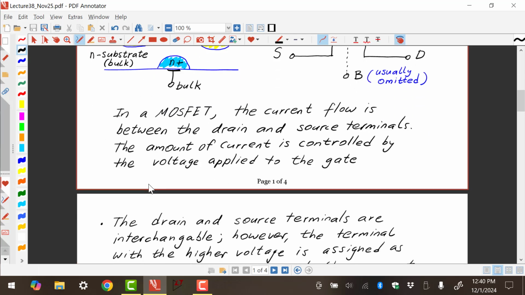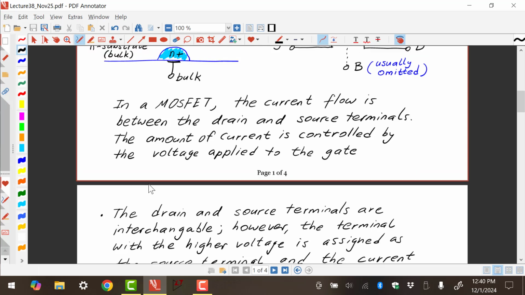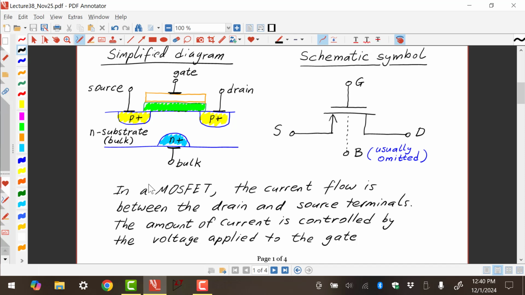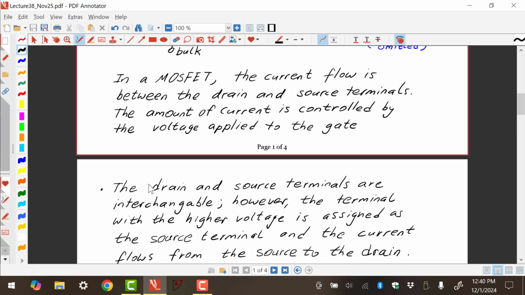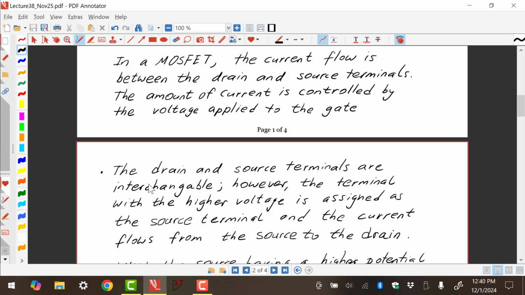Now, the drain and the source terminals are interchangeable, because if you look at them, they're symmetrical. There's nothing that distinguishes one from the other, except that on the schematic symbol, there's an arrow pointing into the flat horizontal line for the source. But besides that, they're really identical. However, in the case of the PMOS, the terminal with the higher voltage is assigned as the source terminal, and that's the terminal we typically draw the arrow on. The current flows, in this case, from the source to the drain. This is a little bit different because in the N-channel, it flows from the drain to the source.